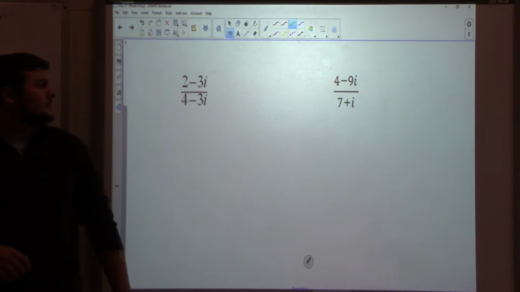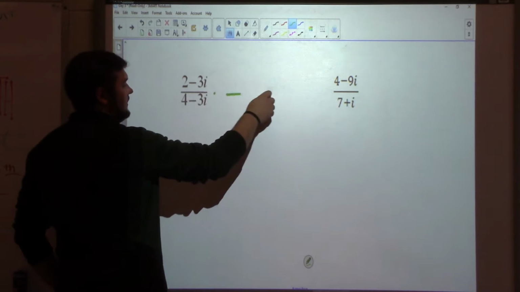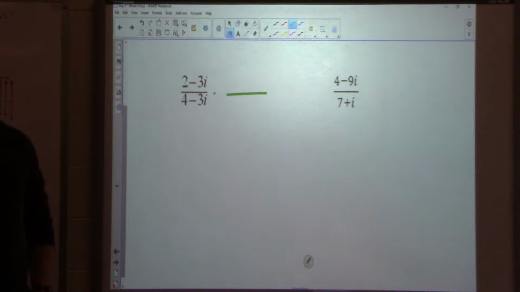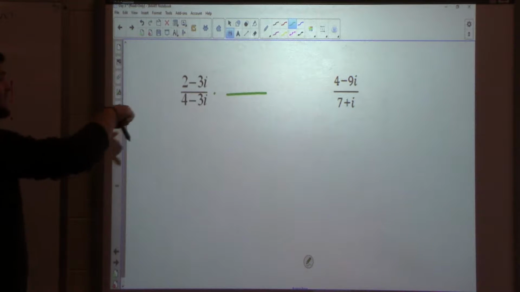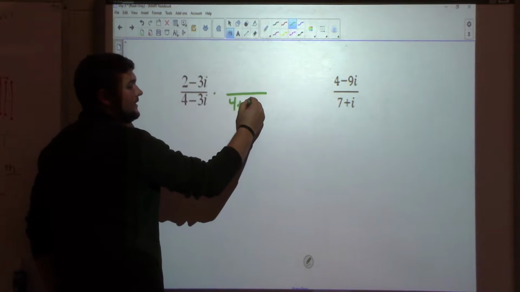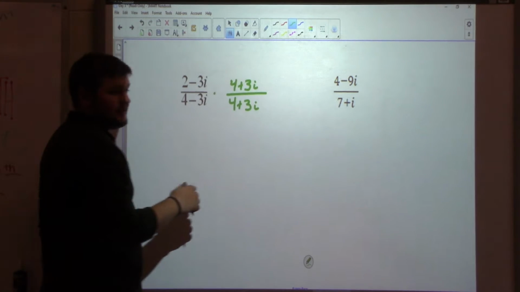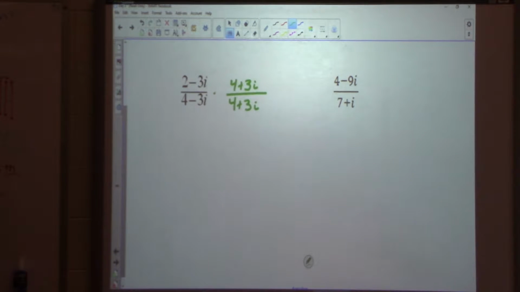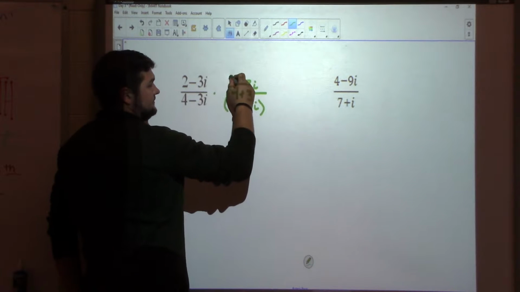Third one: 2 minus 3i over 4 minus 3i. We're multiplying top and bottom by the conjugate of the denominator. The denominator's conjugate will be 4 plus 3i, and I am multiplying top and bottom by that. Do not take the conjugate of the numerator and multiply by the numerator. Only the conjugate of the denominator are we multiplying here.